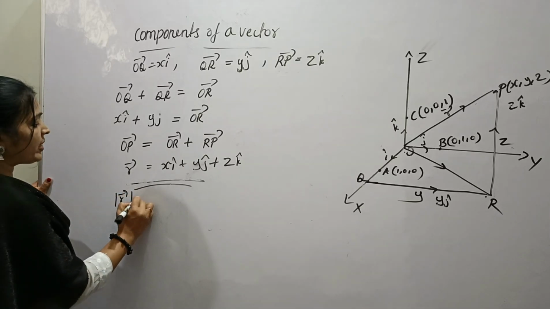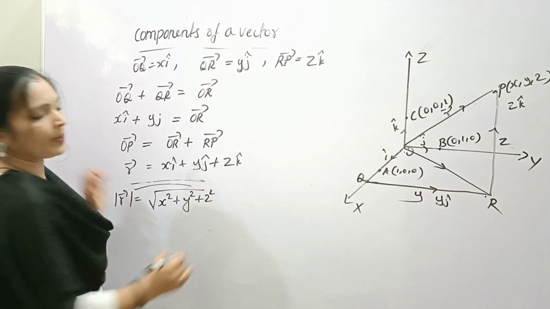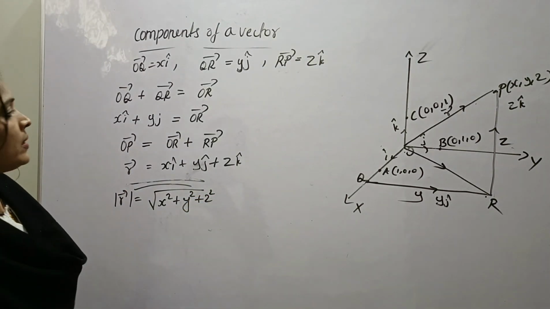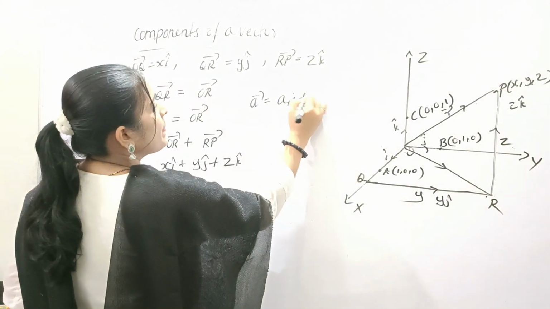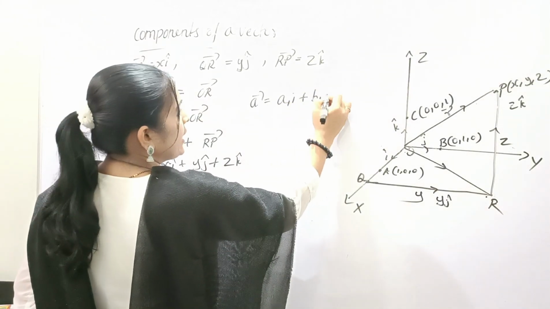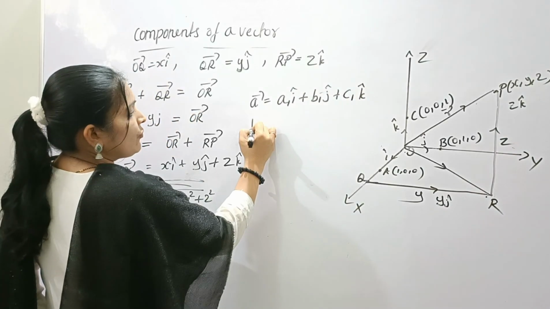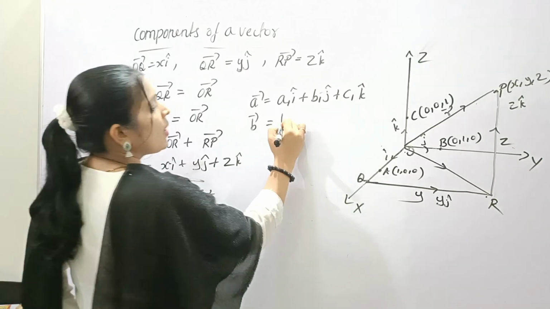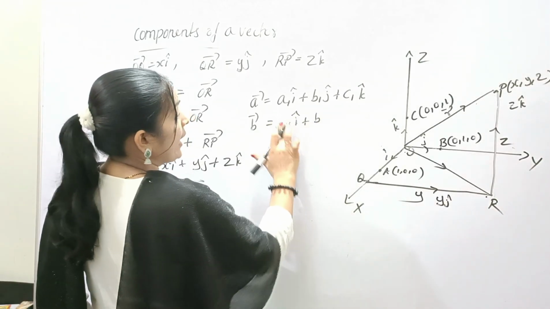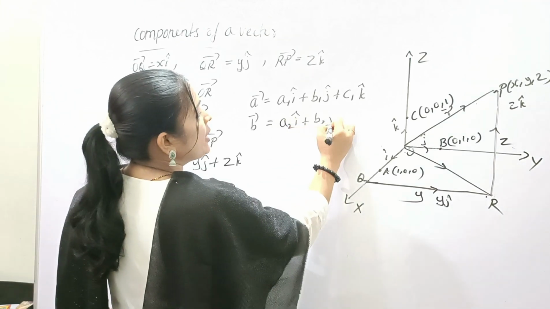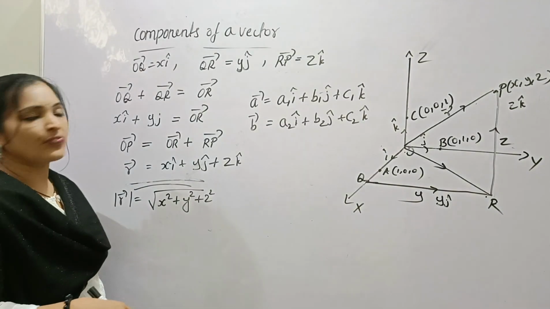That is, modulus of vector r is equal to square root of x square plus y square plus z square. Now here, if vector A is equal to a1i plus b1j plus c1k, and vector B is equal to a2i plus b2j plus c2k, then what is the addition of these vectors?